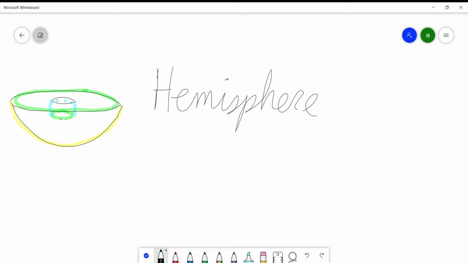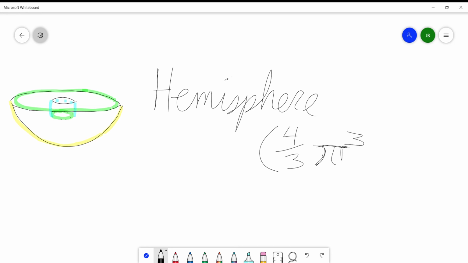So we have the hemisphere, which is half of a sphere. So let's write the volume of the sphere: 4/3 pi r cubed. Come on, little finger that could.